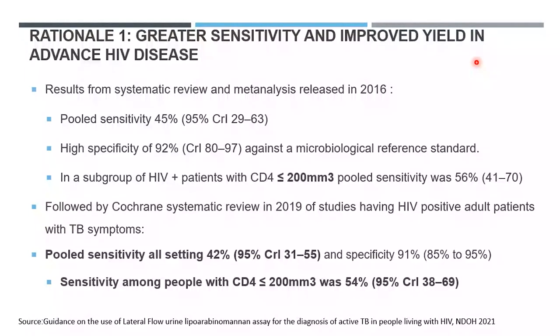So when we look at the first rationale, what I've said to you before, there is greater sensitivity and improvement in advanced HIV disease. And so Shah et al. did a systematic review in 2016 where they included 12 studies, and in there they had specifically selected out 6 studies which looked at the accuracy of LAM in clients who were HIV positive with symptomatic disease. And there they found a pooled sensitivity to be 45%, which is relatively lowish, with a high specificity of 92%.